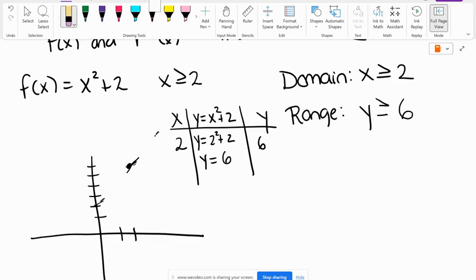Is there going to be a drawn-out graph for us? It's not going to have boxes, so it's just like a table. Oh, yeah. Okay.